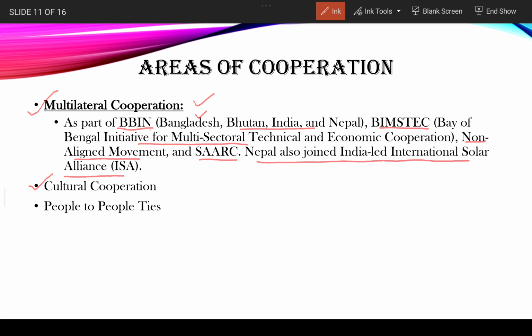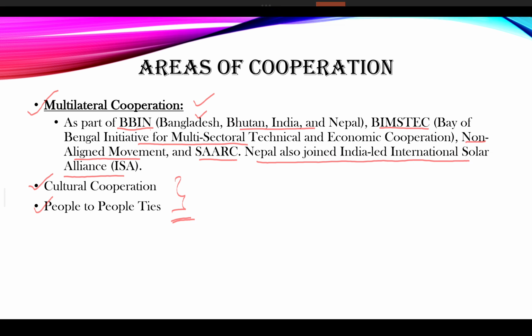When we are talking about areas of cooperation, we will write about cultural cooperation and people to people ties as well. I have already discussed cultural cooperation and people to people ties, so I request you, whenever you write any answer related to areas of cooperation, to write these two points as well. You can take the points from the significance heading where I have talked about it and complete it. So these two points are also part of the areas of cooperation between the two countries. This is all about the areas of cooperation between India and Nepal.